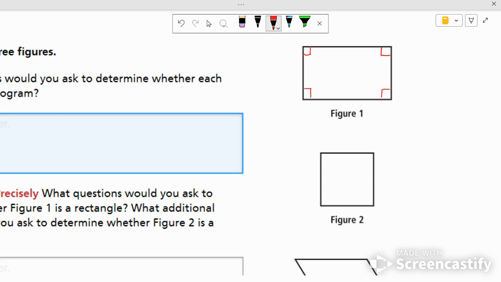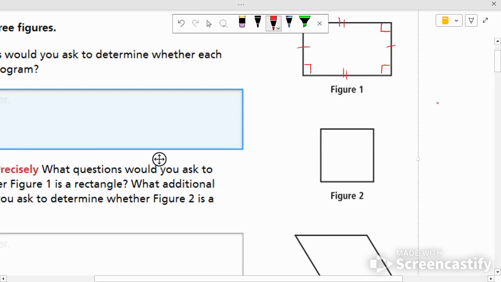Now, rectangles, squares, and rhombuses all share all the properties of parallelograms. So these opposite sides are parallel, the opposite sides are congruent, consecutive angles are supplementary, opposite angles are congruent, the diagonals are going to bisect each other, and this side is both parallel and congruent. Okay? So, rectangles. To be a rectangle, it has to have four right angles.